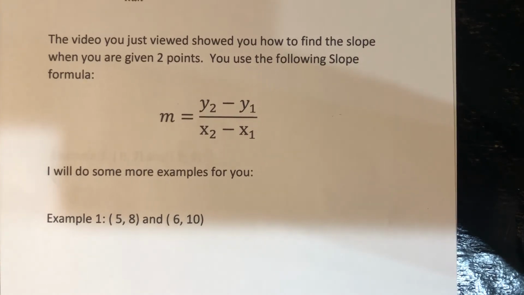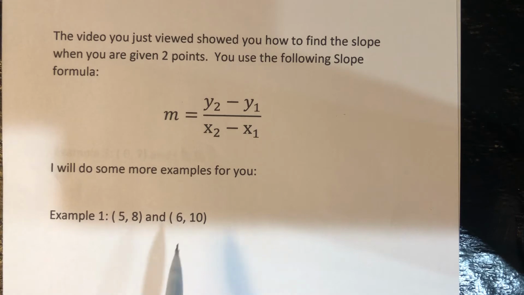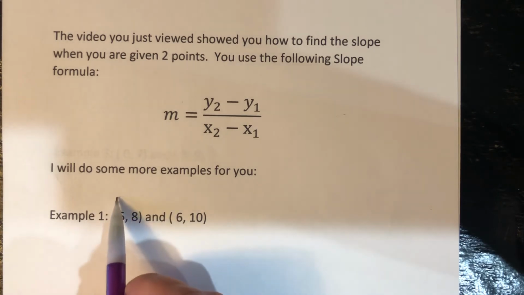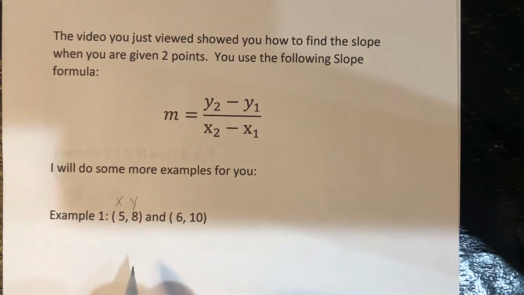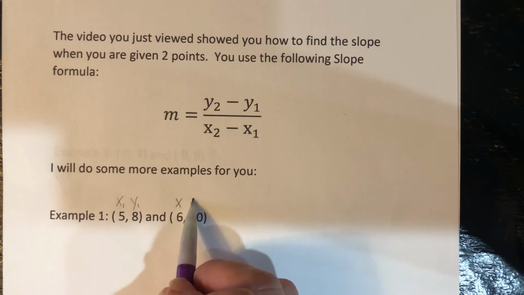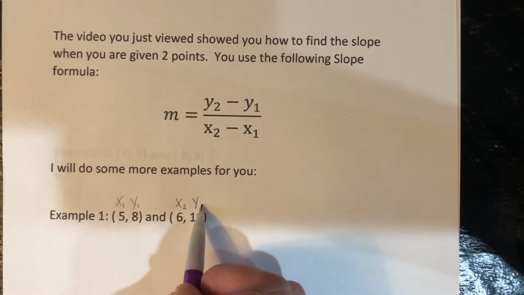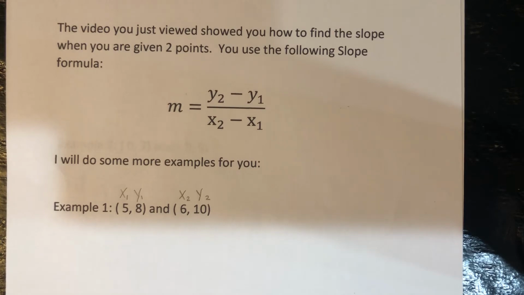The first thing that I like to do is label my numbers. So I always say my first set are my ones, my second set are my twos. That just kind of keeps it consistent. The first number in an ordered pair, remember, is always x. The second number is always y. So these are my ones, x and y, and these will be my twos. Okay, now all I need to do is plug it into the formula.